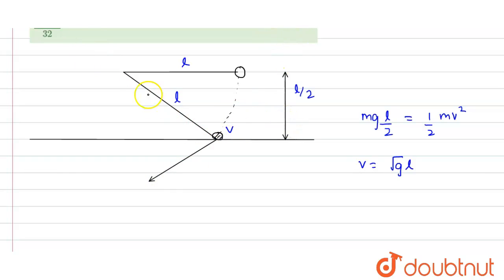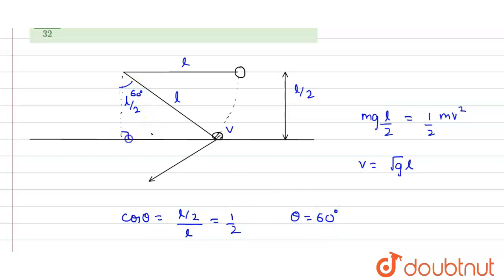Now what are the various distances? If we construct our triangle, from here to here the distance is L by 2, and this is L. What would be this angle theta? Cos theta would be base divided by hypotenuse, equal to 1 divided by 2. So theta would be equal to 60 degrees. That means this angle is 60.